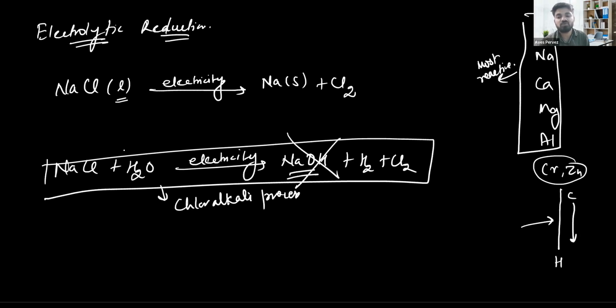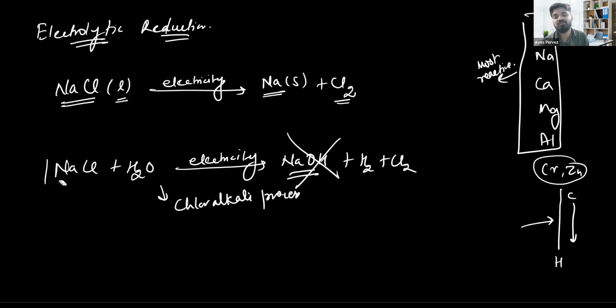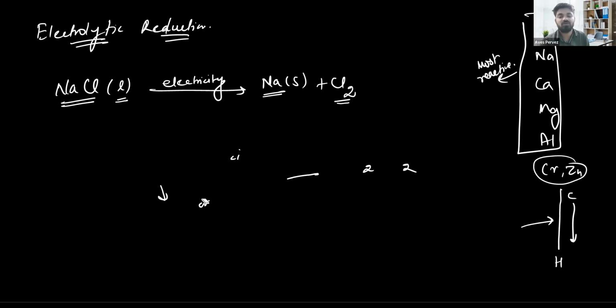In order to get sodium, we cannot use water, because if you use water, it gives you NaOH instead of Na. So if you want pure sodium, you need to heat the sodium chloride and melt it first, and then pass electricity through the chamber. That will give you Na solid plus chlorine gas. So you cannot use aqueous solution in this one. Understood, everybody in the class? Yes, sir. Okay, so let's move further.